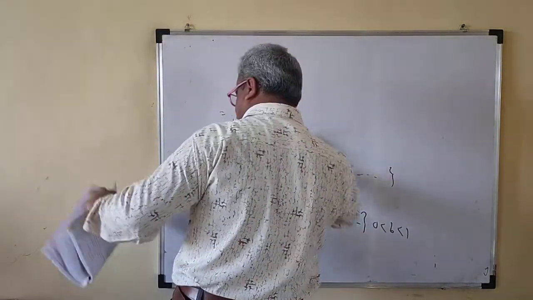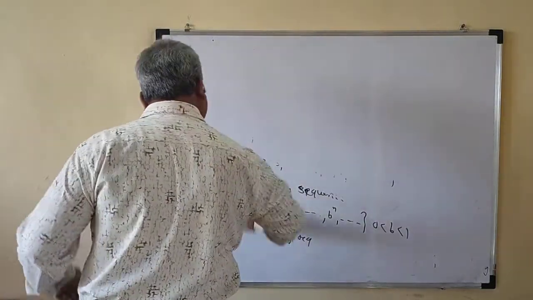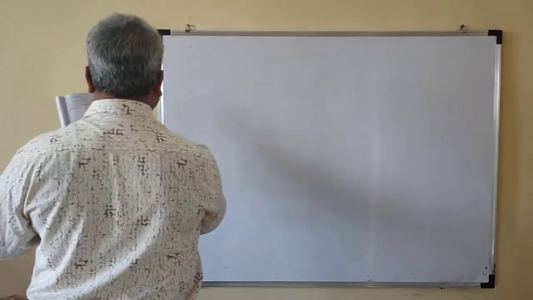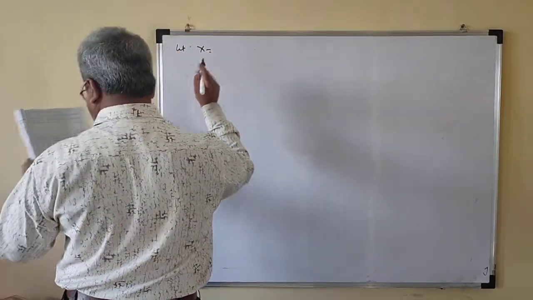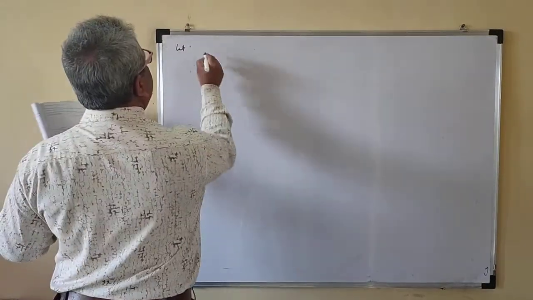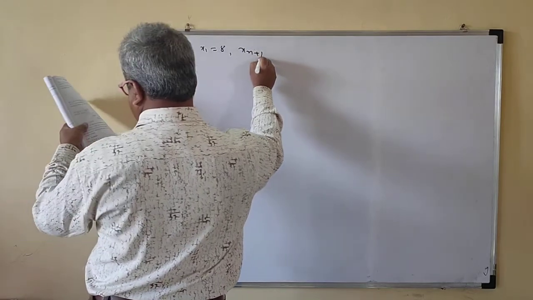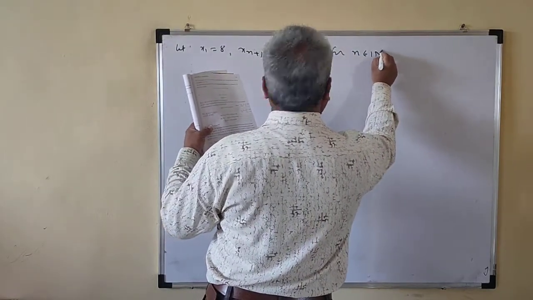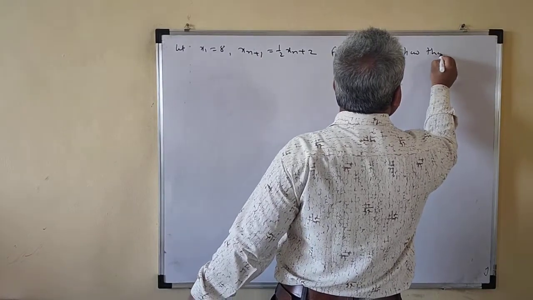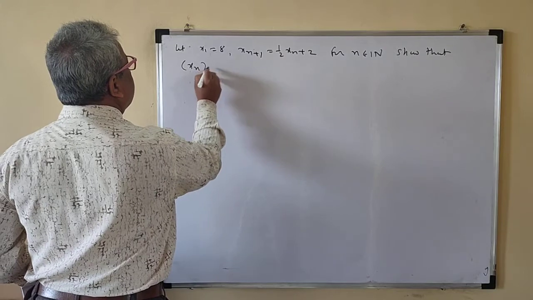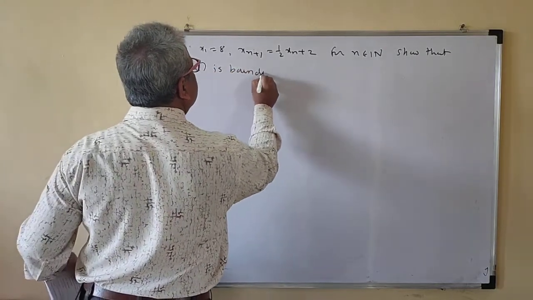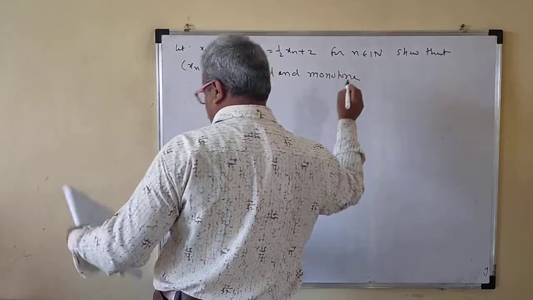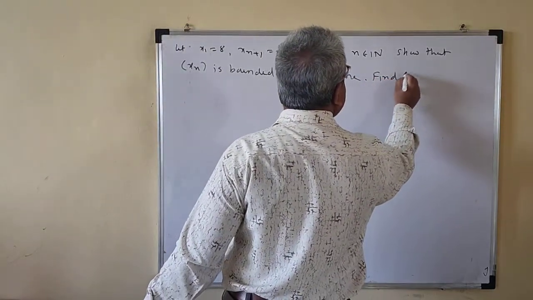Now we'll take a problem on it. Let x1 be equal to 8, and xn plus 1 equal to 1/2 xn plus 2, for n belonging to N. Show that the sequence xn is bounded and monotone, and find the limit.